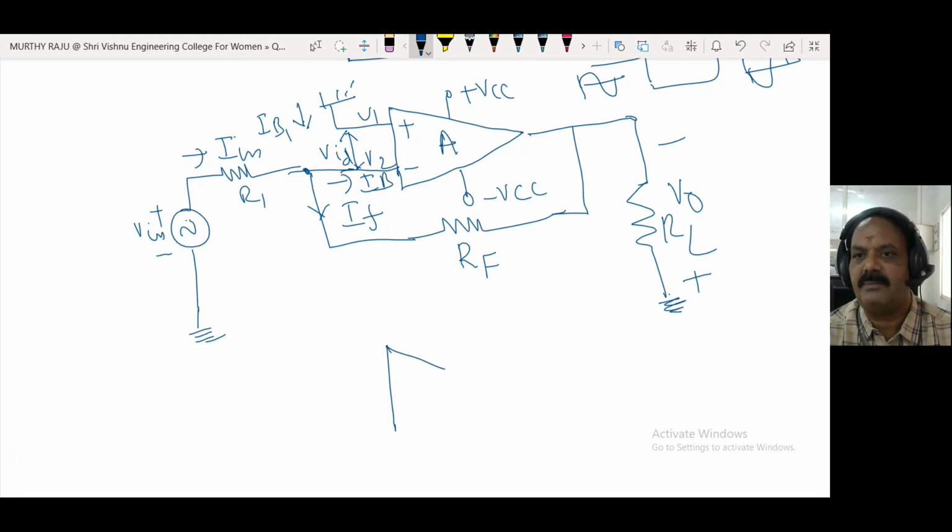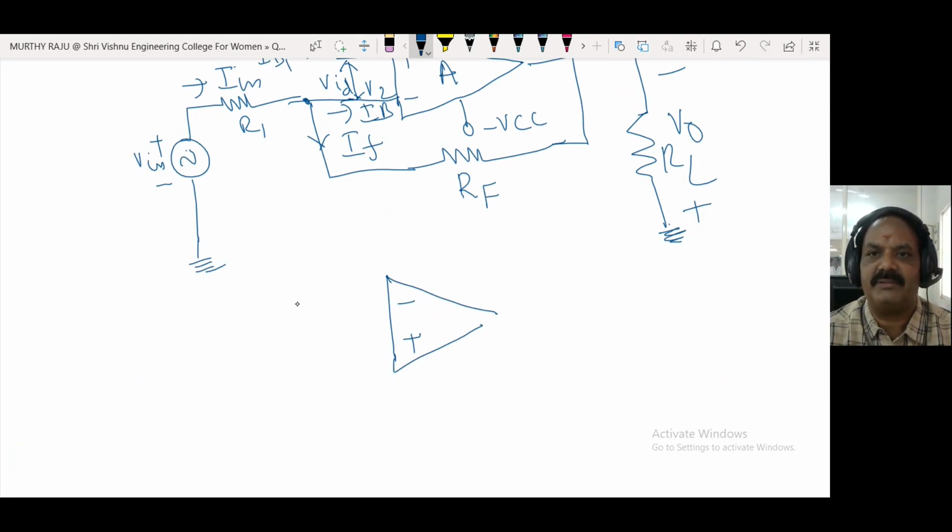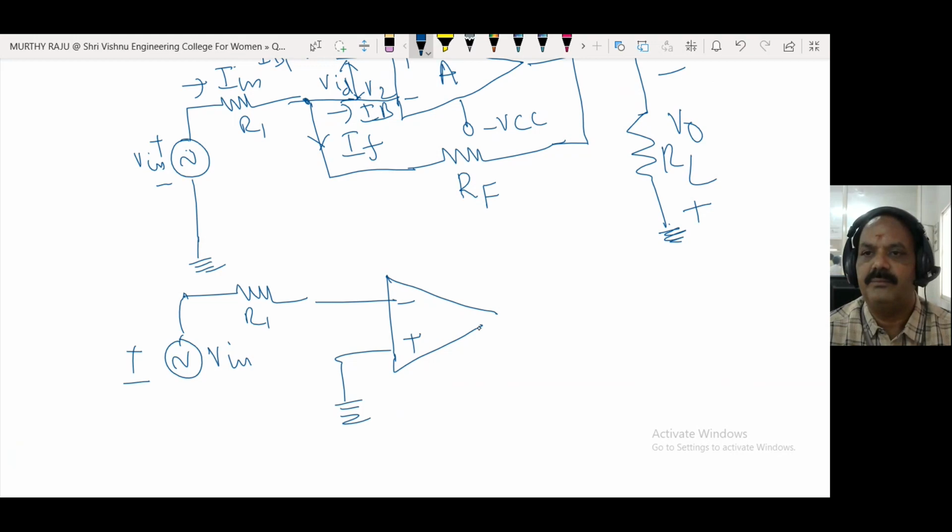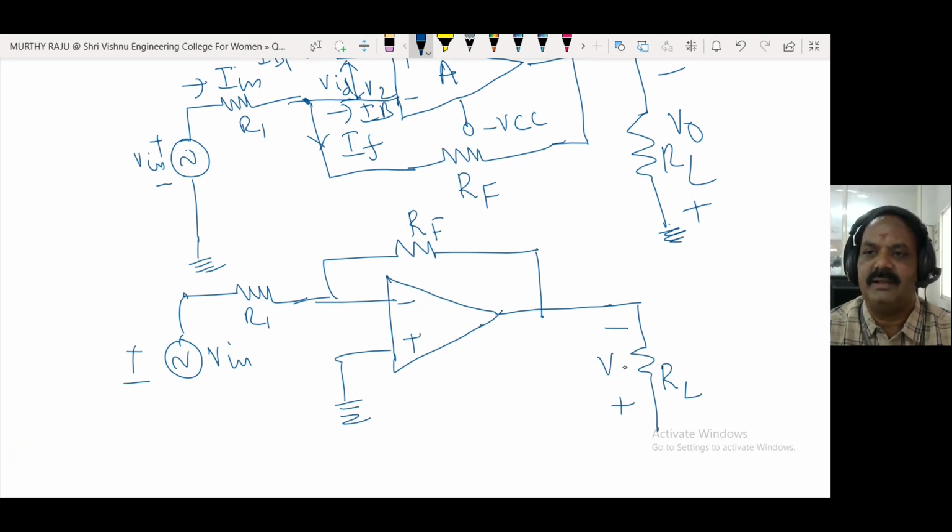This is the operational amplifier, minus plus. The inverting terminal of the op-amp is connected to voltage source V through R1. The non-inverting terminal of the operational amplifier is connected to ground. This is the feedback resistor RF connected here. This one is the load resistance RL. Minus plus because this is an inverting terminal.